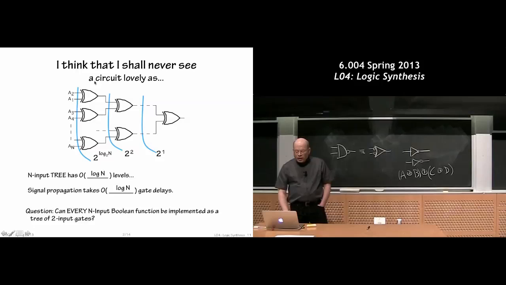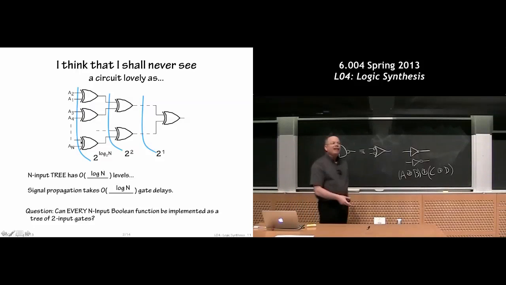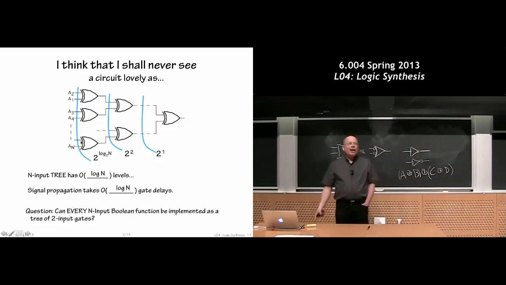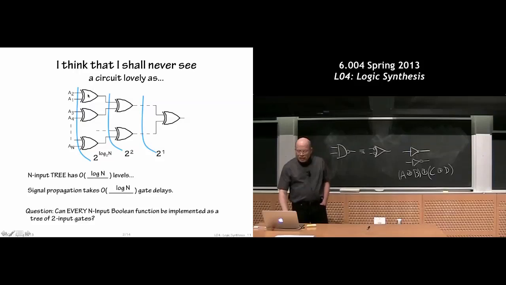So if I want to build a function that looks at all of its inputs, I can't usually do better than a log n TPD. The details of the constants, whether it's 2 times log n or 3 times log n, depend on the complexity of each of the gates here.